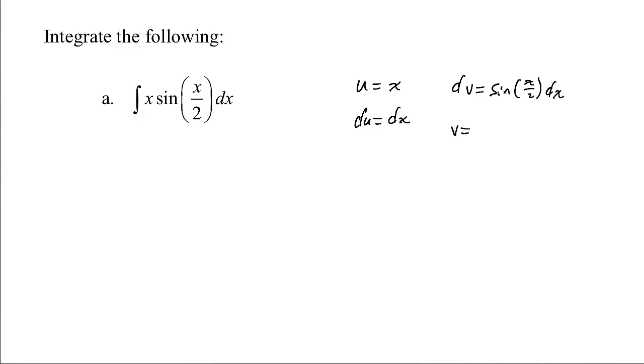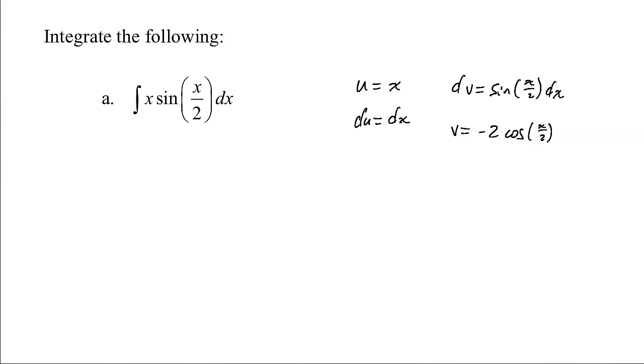V here would be, let's see, negative 2 cosine of x over 2. Right, I'm doing an antiderivative. Please remember this is an antiderivative. So if I think about this, the derivative of cosine is negative sine, and I would have to do the chain rule here for the 1/2, right?